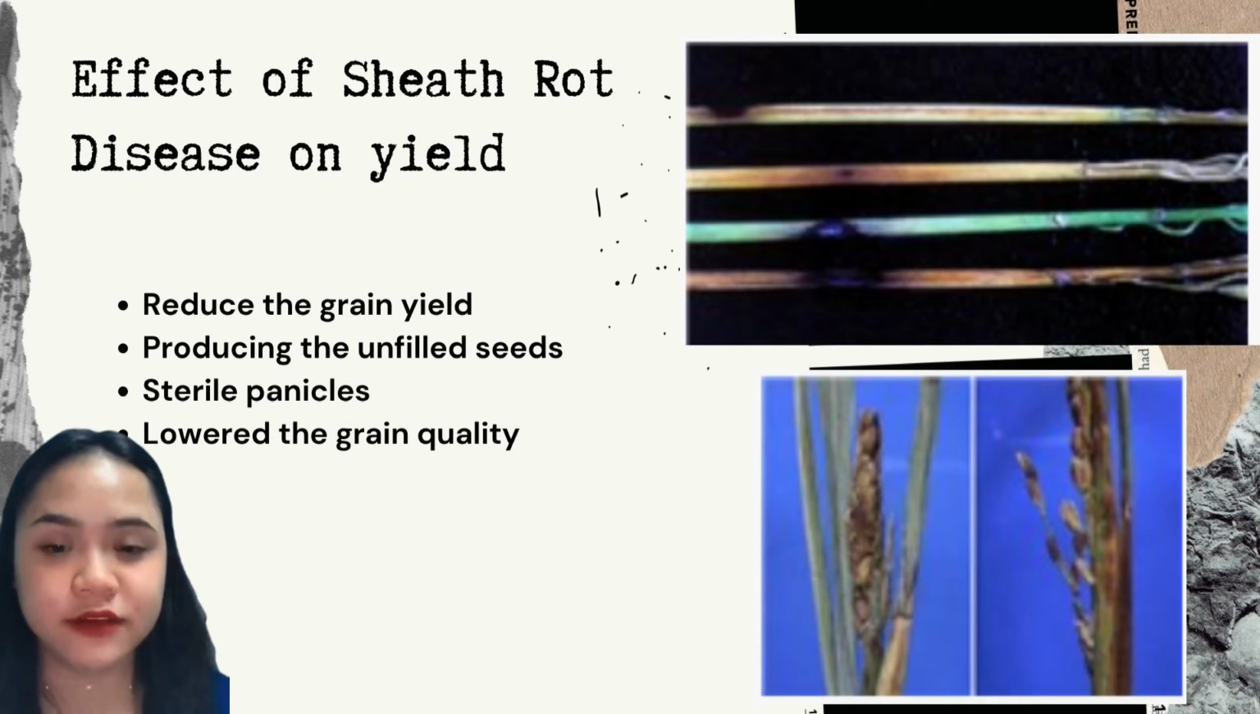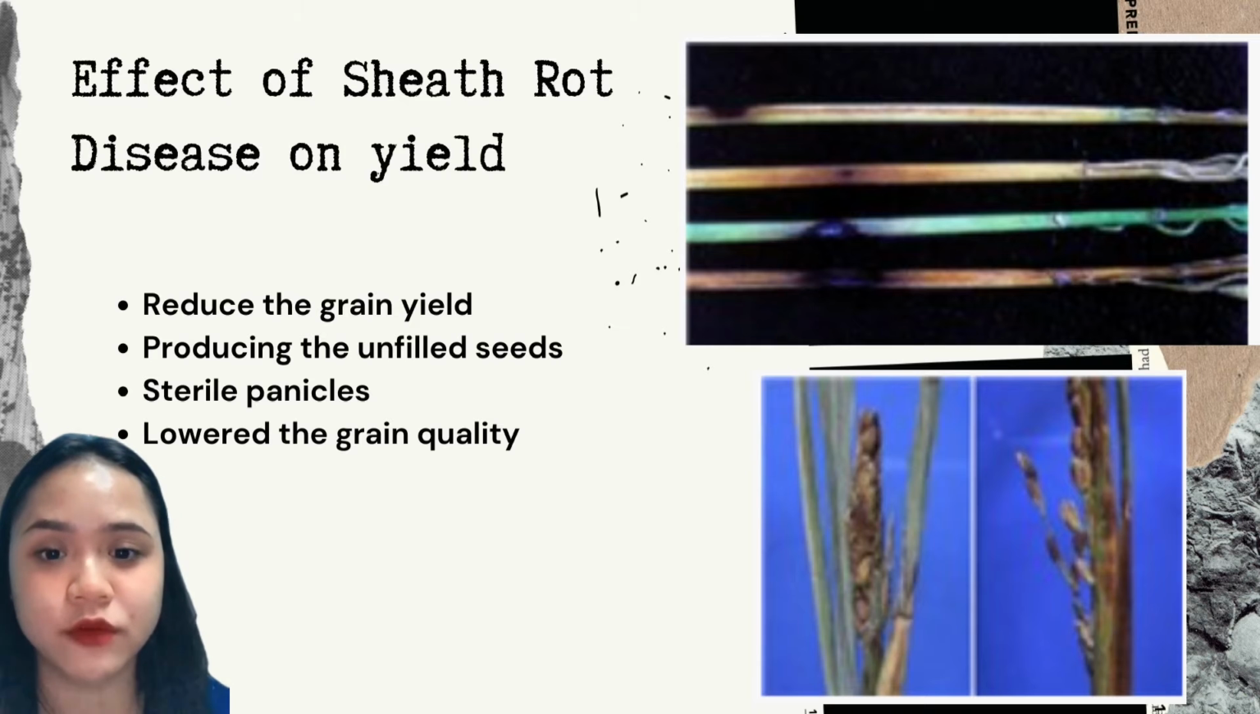We will move to the next slide, which is the effect of Sheath Rot Disease on yield. This disease can extremely reduce the grain yield. It can also produce unfilled seeds and sterile panicles. Lastly, it will lower the grain quality. If this problem keeps happening, surely it will cause losses to paddy production in Malaysia.